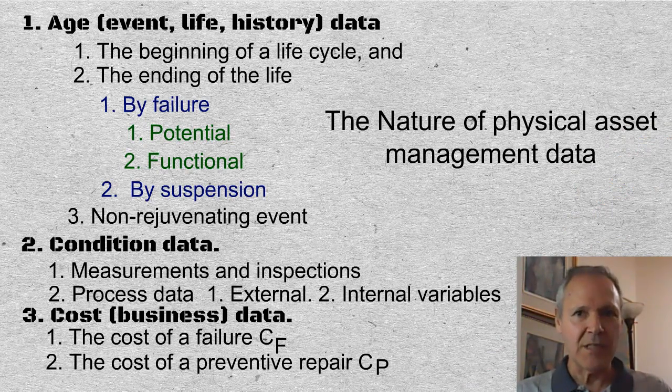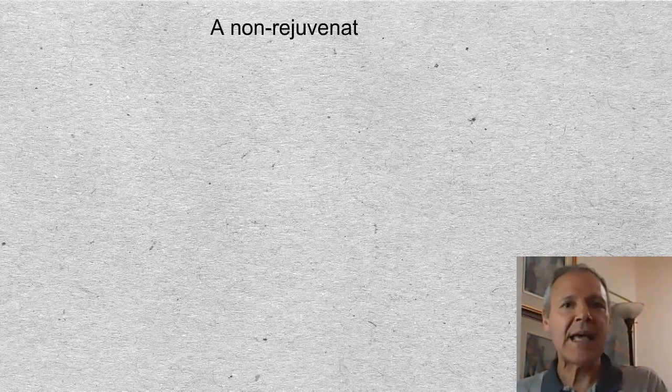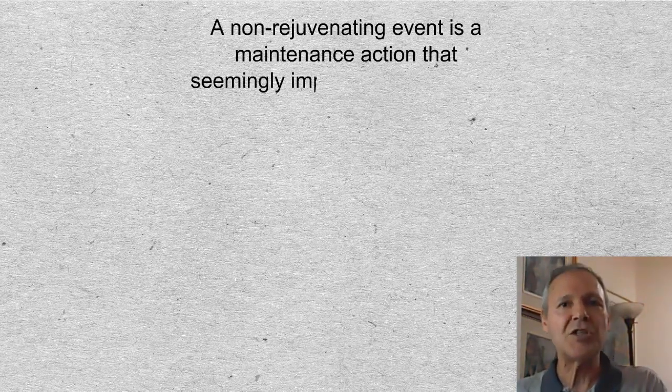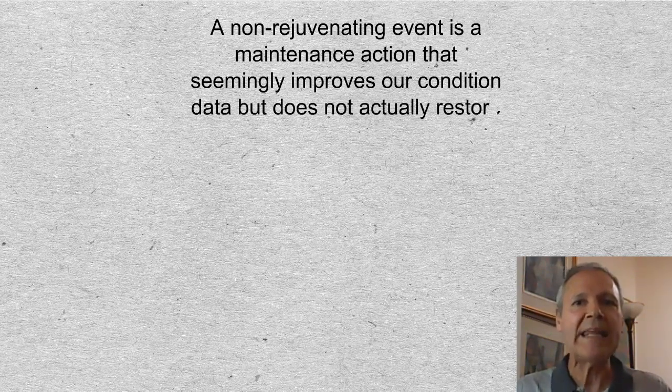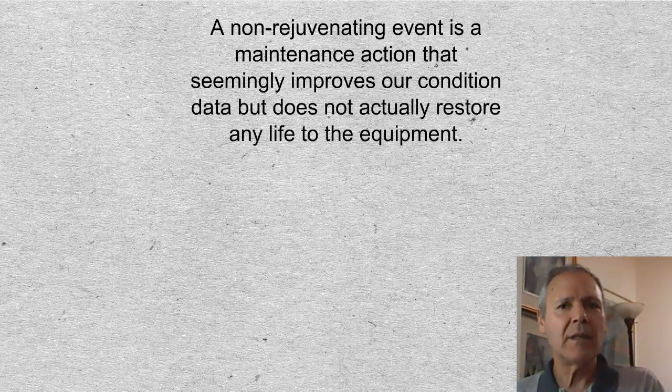In the third video of this series, I'll show you how to convert age, condition, and business data into practical, verifiable decisions. There are a couple of points I need to go back to before ending this video. The first is an explanation of the term non-rejuvenating event I mentioned earlier as the third type of age data. A non-rejuvenating event is a maintenance action that seemingly improves our condition data but does not actually restore any life to the equipment. Let me show you what I mean.